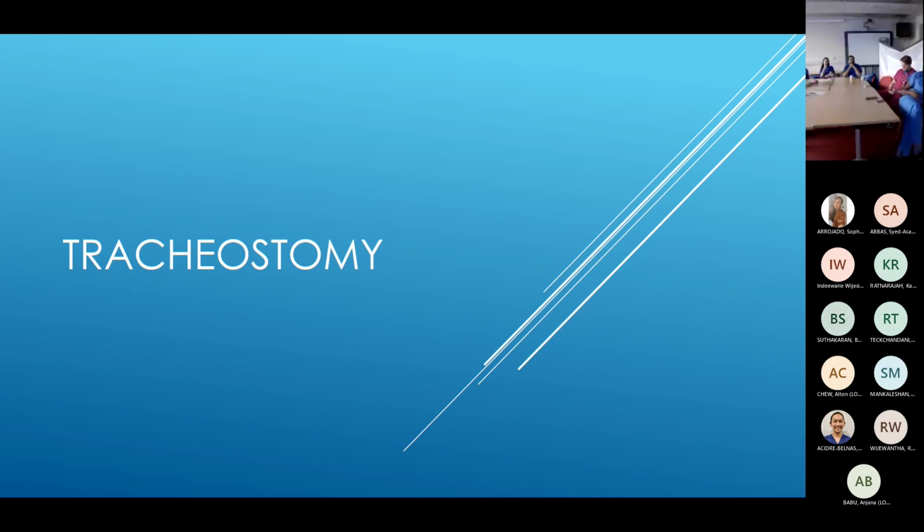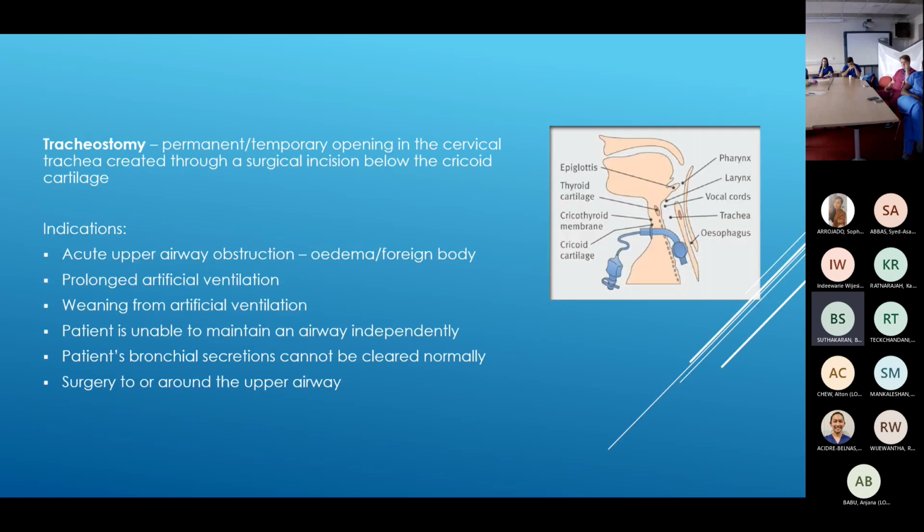Can you see it now? Yeah. Okay, fine. So my name is Barney, I'm one of the F2s, and I'm just going to do a very quick recap about tracheostomies and some red flags to be aware of and what you would do in an emergency situation to do with tracheostomies. So a tracheostomy is basically an opening into the cervical trachea, which is created through a surgical incision. And here are some indications of when we would use a tracheostomy.